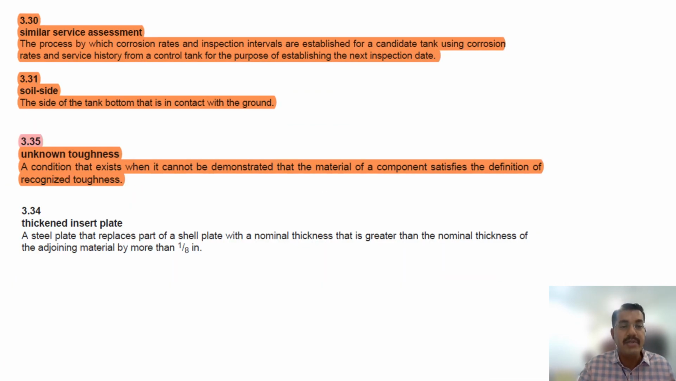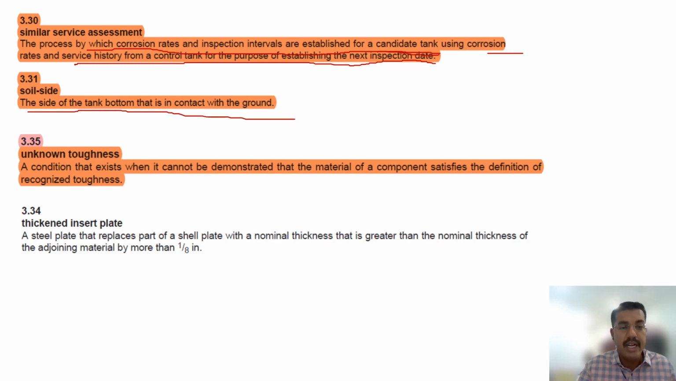Similar service assessment, the process by which corrosion rates and inspection intervals are established for a candidate tank. What I told, candidate tanks? If the corrosion rate is unknown, then candidate tank. If it is known, control tank. Okay, using corrosion rate and service history from the control tank for the purpose of establishing the next inspection date. Okay. Soil side, the side of the tank bottom, already I told you.